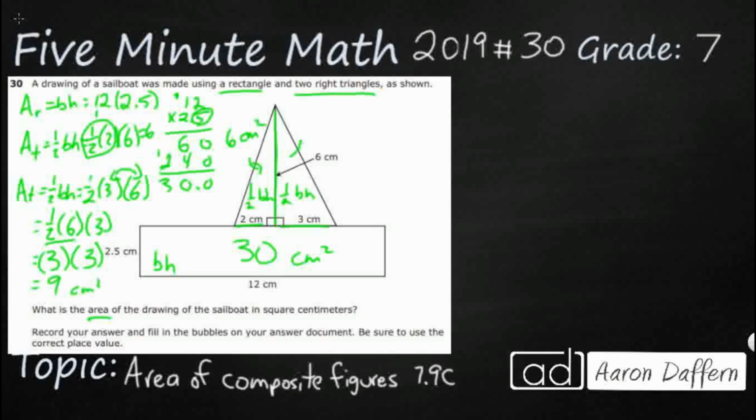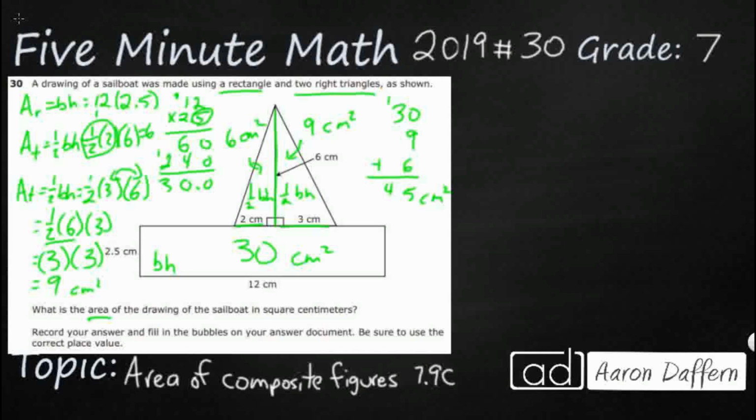So I've got my 3 areas. Since this is composite, I need to add all 3 up. So I've got my 30, got my 9, I've got my 6, so that's 45. Now, we could do all of this correct. We've got our 45 square centimeters.